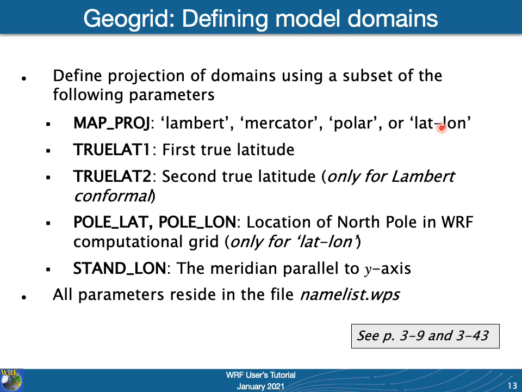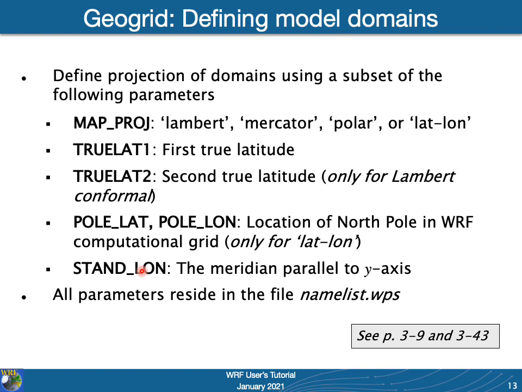Depending on which map projection we're setting up, we may need to specify either one or two true latitudes. And if we're setting up a latitude-longitude projection, we can optionally specify pole latitude and pole longitude to rotate the pole of the projection away from the north pole of the Earth. And the rotation of latitude-longitude grids is described in more detail in Chapter 3 of the ARW User's Guide. Lastly, there's a parameter called standard longitude, which is not formally part of the map projection, but it describes the longitude line that's parallel to the y-axis in our model grid.